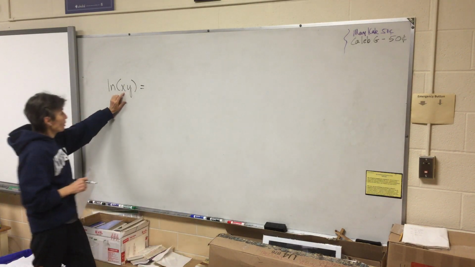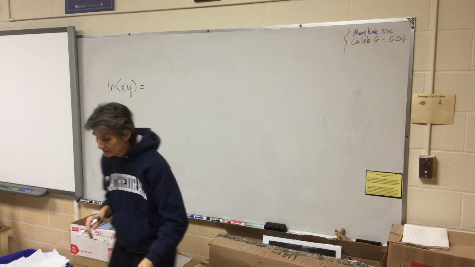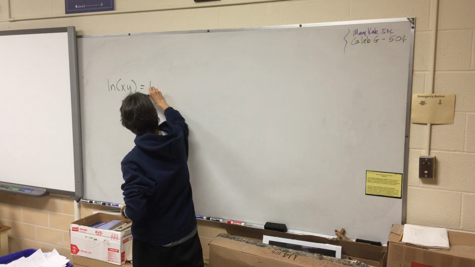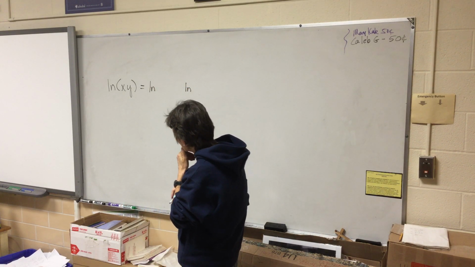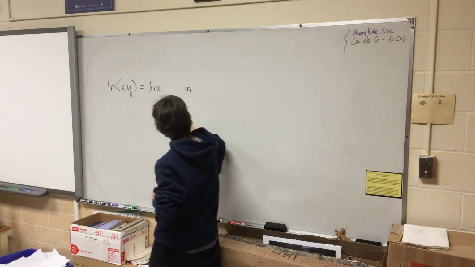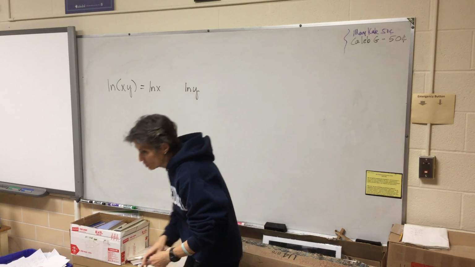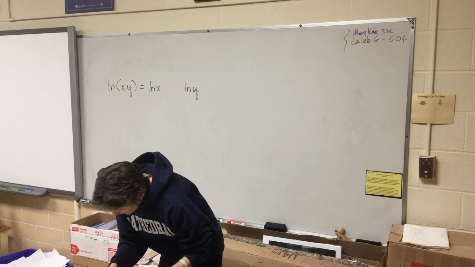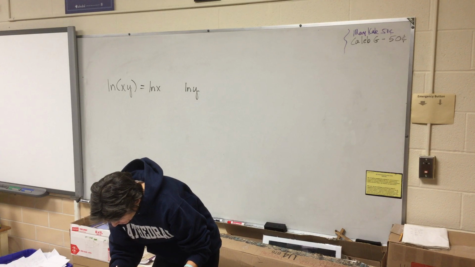These two numbers are being multiplied. If I had a reason to pull this problem apart, I could write it as two separate logarithms. I'd have the log of x and the log of y, and what sign would be in between? Think about what we talked about last time. What sign would be in between there? A plus sign. A plus sign, very good. It would be a plus sign.